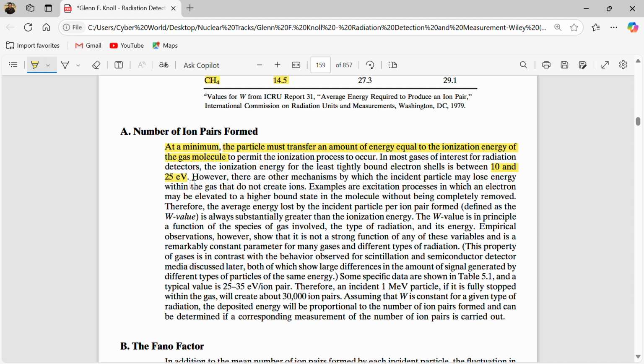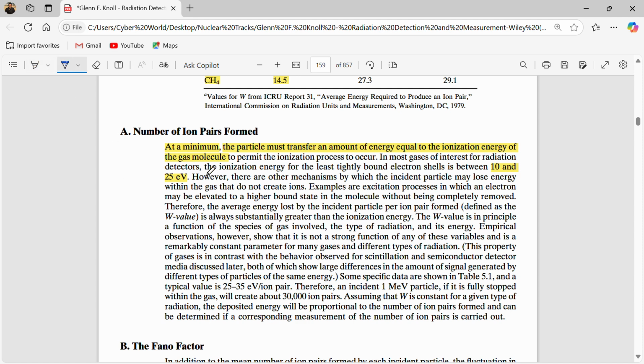If we have energy below 10 or 20 eV, definitely we are not going to ionize that gas. So the minimal energy is 10 to 25 eV. However, there are other mechanisms by which the incident particles may lose energy within the gas that do not create ions.